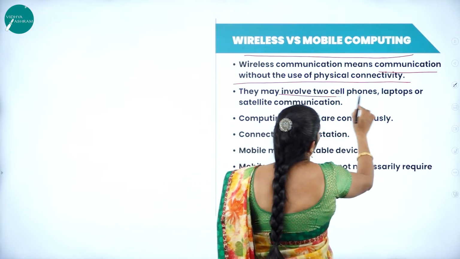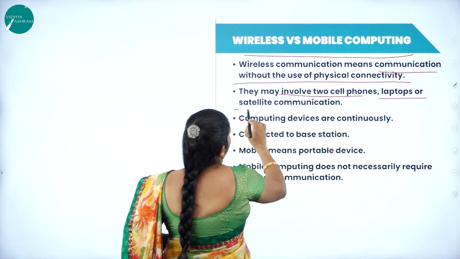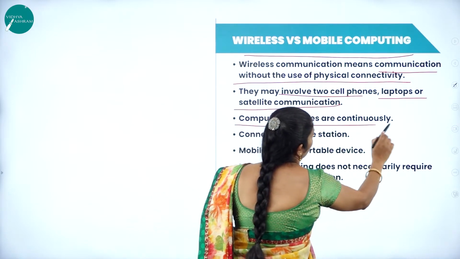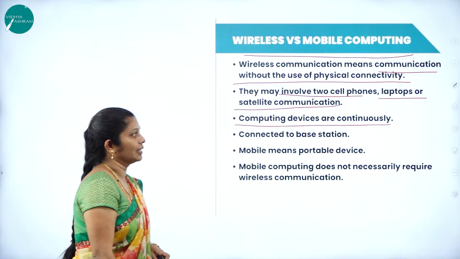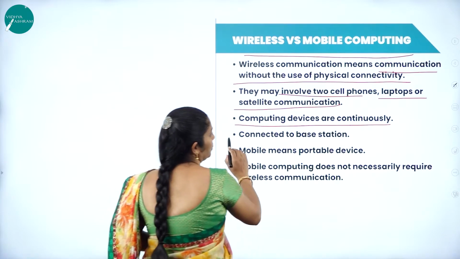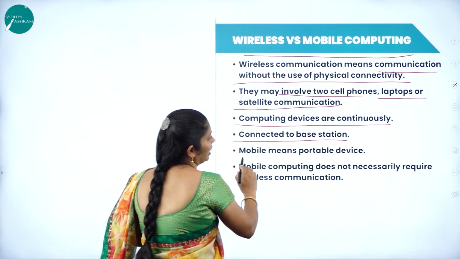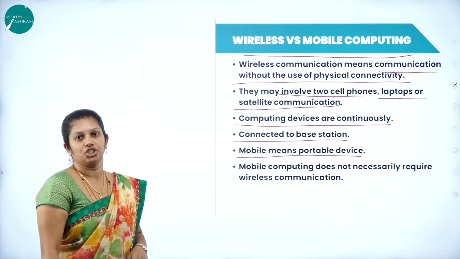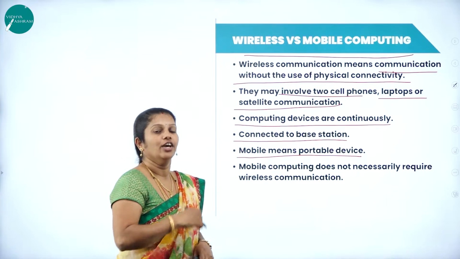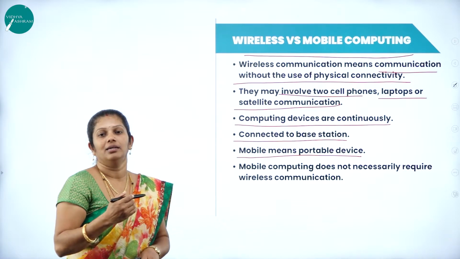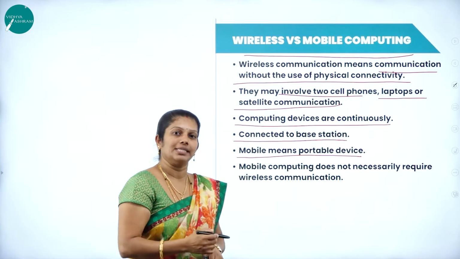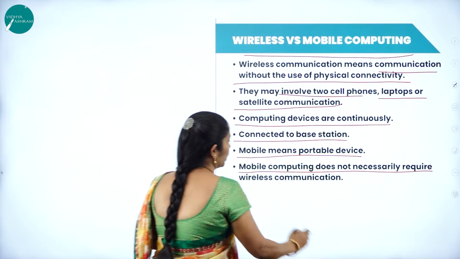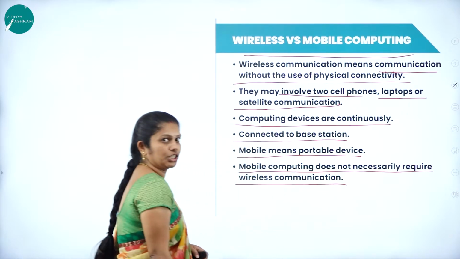They may involve two cell phones, laptops or satellite communications. Here we are using computing devices continuously, connected to base stations. Mobile means portable devices, because in mobile there is no direct wiring connection. Wherever we want, we can carry it, and it is portable, very small in size. Mobile computing does not necessarily require wireless communication.